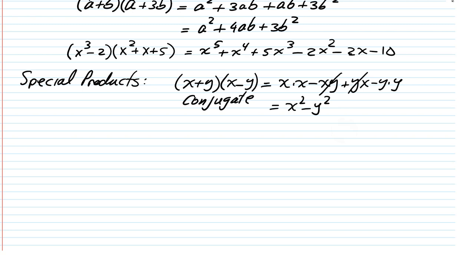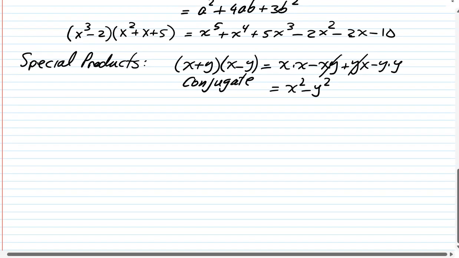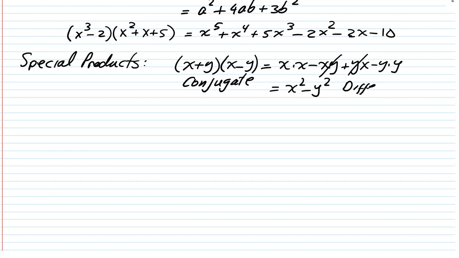And you probably recognize this. This is a special product that actually has a name. They call this difference of squares. Some call it difference of 2 squares. So difference of squares. It's a special product, yields difference of squares. Okay, and there we have it.